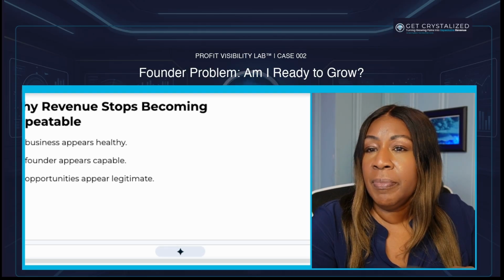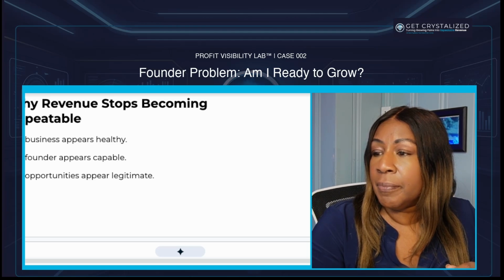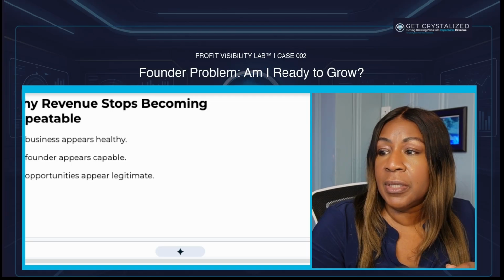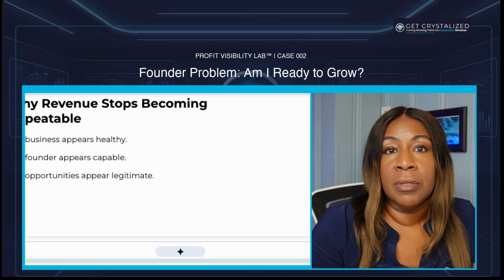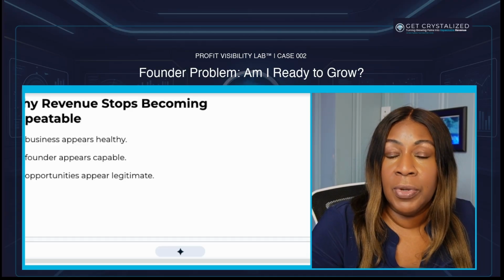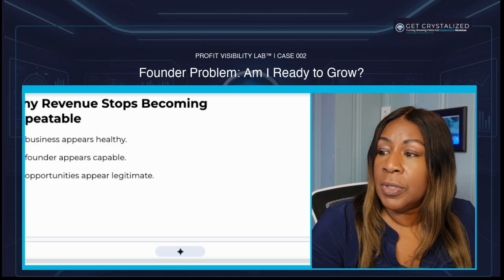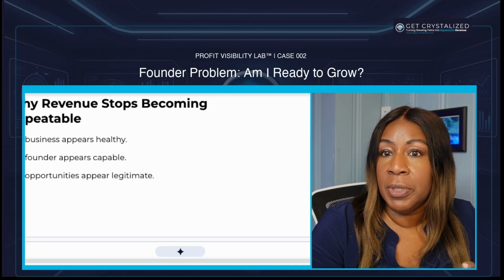When does revenue stop being repeatable? All right, so our primary signal has never been about effort. We're not lacking in effort. But we do want to understand what pathway we need to be on to create the repeatability.